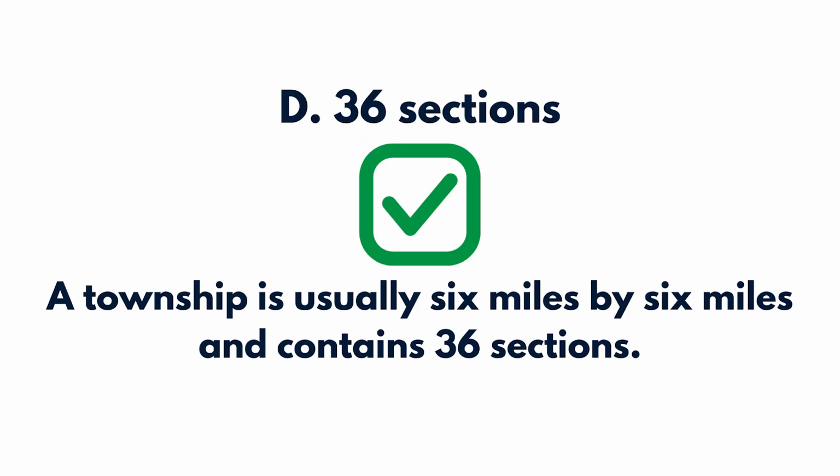36 sections. A township is usually 6 miles by 6 miles and contains 36 sections. Each section contains approximately 640 acres. Let's try one more question.